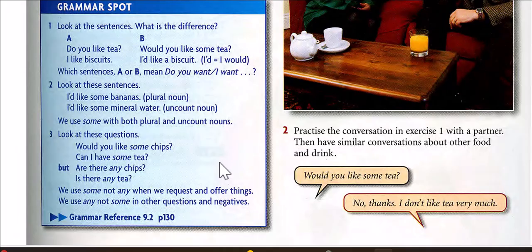So, when you are offering someone, we use some chips. Would you like some chips? Would you like some tea? Would you like some coffee? Would you like to have a biscuit? So, when you are offering, we use some. If it is other questions or negatives, we use any. Are there any chips? Is there any tea? So that is the difference you should understand. So practice the conversation to familiarize yourself with how to ask, how to offer things to others.